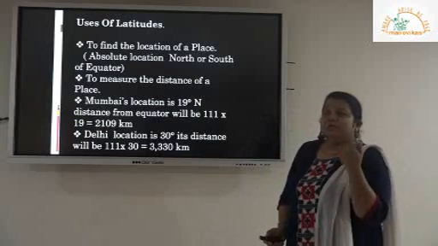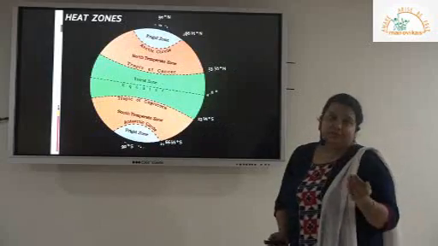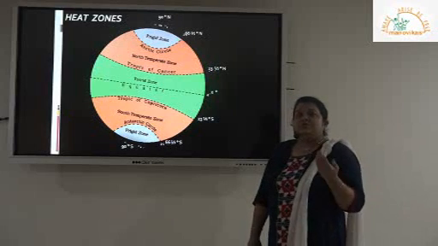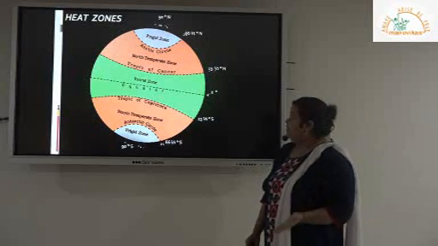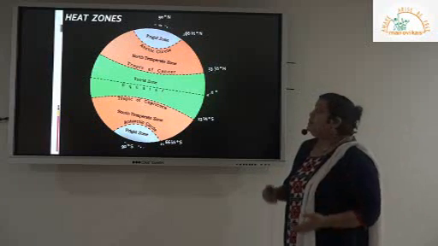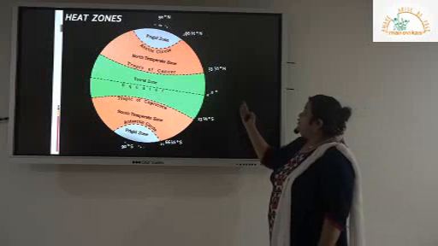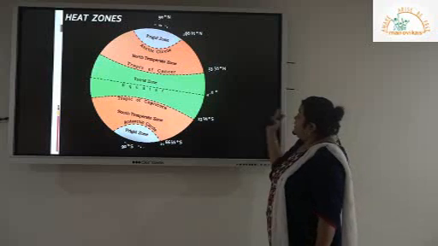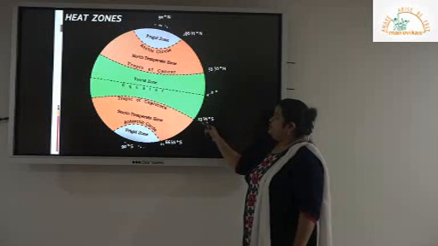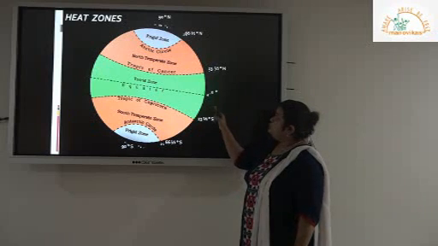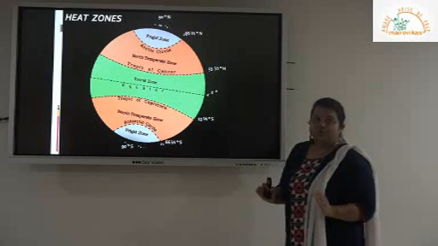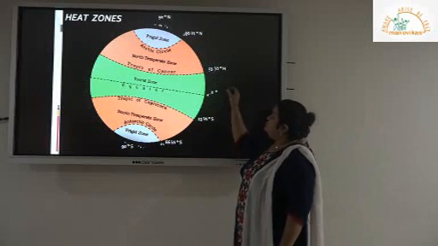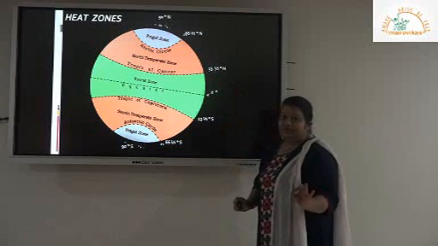Latitudes also help us to understand the heat zones. We studied heat zones a few years ago in standard 7 and in standard 5 as well, wherein the heat zones are the result of the intensity of heat falling on the earth's surface. Because the shape of the earth is spherical, the intensity of heat hitting the central portion within the tropics is more. So you have the formation of the hot zone or torrid zone. This lies between the Tropic of Cancer and Capricorn, which are at 23.5 degrees north and south respectively.